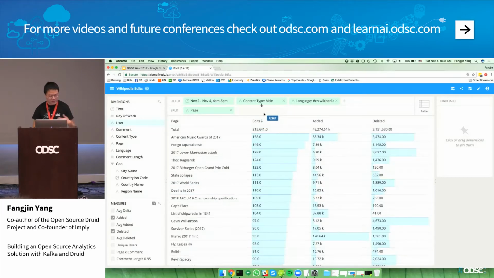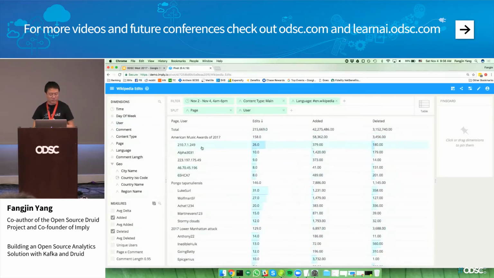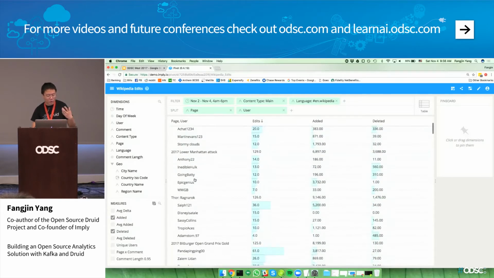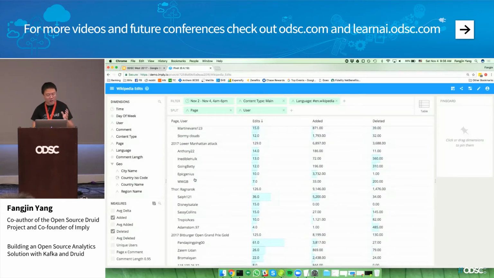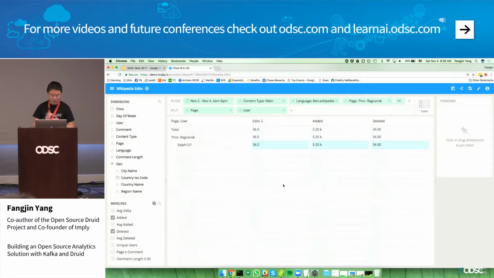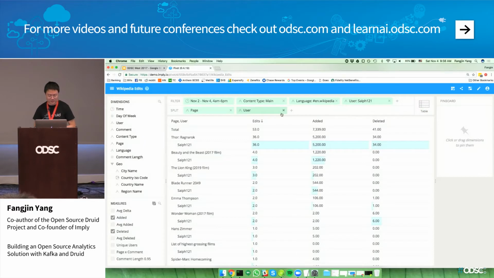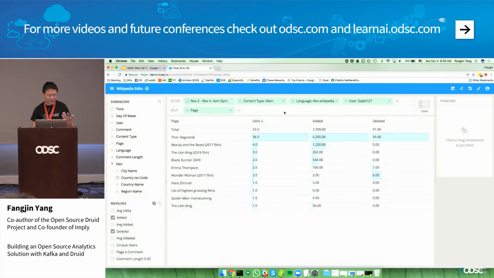So if you're familiar with SQL, what we're doing is grouping on the data. Maybe we want to do multi-dimensional analysis, and for each of the top pages, we want to understand who are the top users doing edits, and this is a multi-dimensional group by. Maybe we want to just filter on one particular user and look at what other pages this user's also editing. So this particular user that I drilled into is really into editing popular movies.